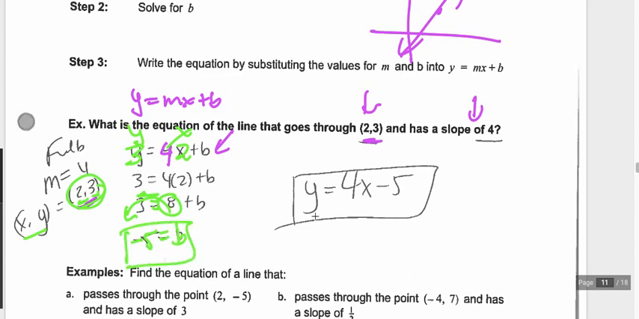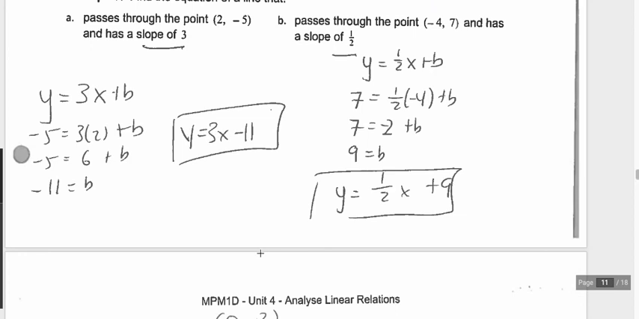So once you find b, you go back and you say, well, I know my m was 4, my b is minus 5, and I go from there. Okay. So another example here, let me just show you this one. You know the slope is 3, and it goes through this point, you sub those in here, negative 5 goes here, 2 goes there, and then you solve for b to get minus 11.